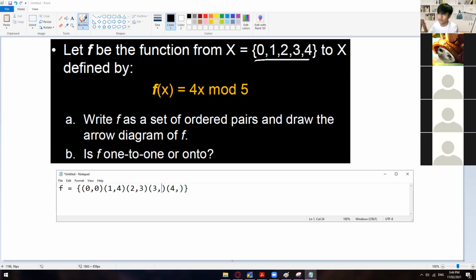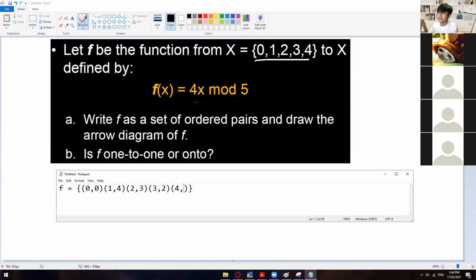How about if it's 3? So 4 times 3 is 12. 12 mod 5, what is the result? 2. All right, very good. So as you can see, we're only getting the remaining numbers, which is the remainder.